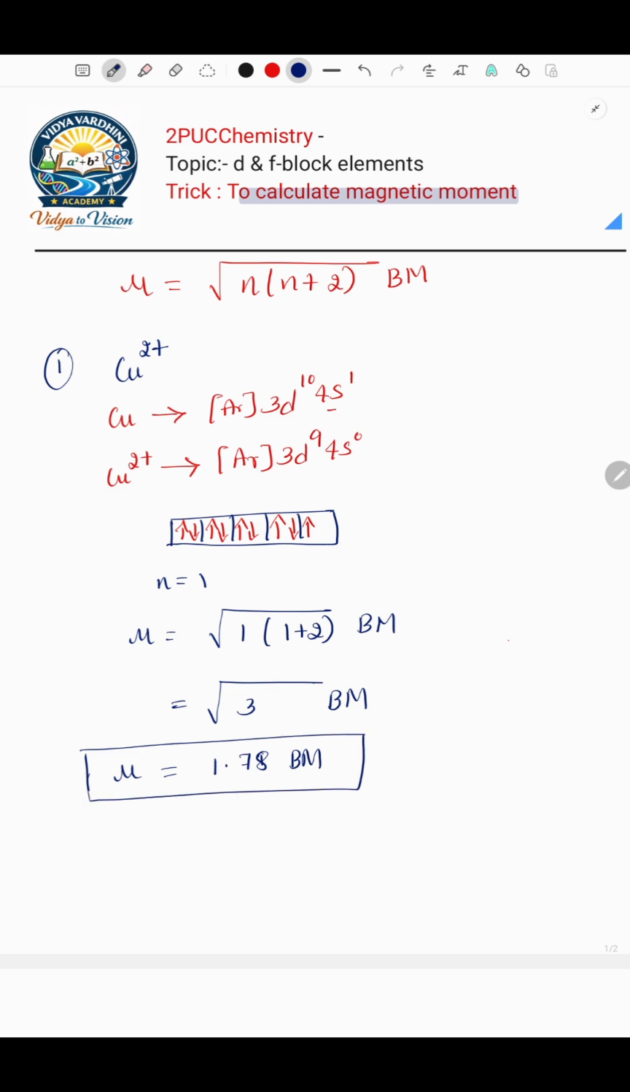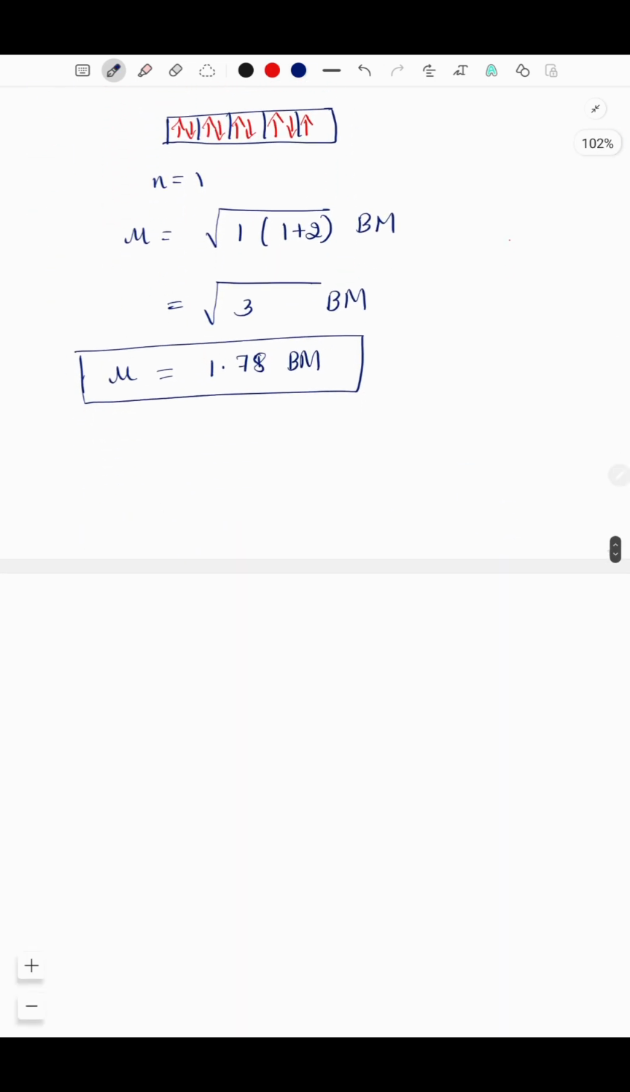What exactly is the trick to calculate magnetic moment? Instead of doing all this, right now I am giving exactly one trick which is applicable for all the molecules as well as ions to calculate magnetic moment. Okay. When the configuration is D1, or if the configuration is D9, then directly you can write the value of magnetic moment equals 1.78. For both, the value is the same.